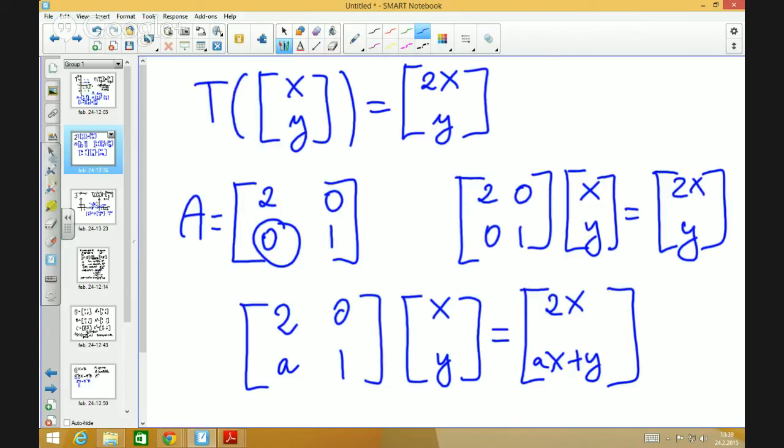So per se, this doesn't work in general. At least for this transformation that we wanted to achieve, it only does it when a is 0. A must be 0 in order to get what we want. However, this is a reasonable transformation. It just does, in general, something a little different.